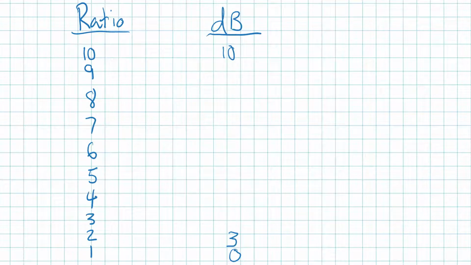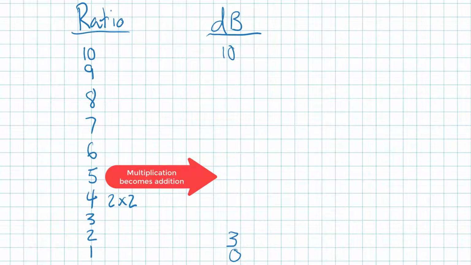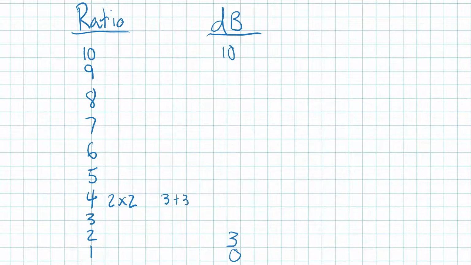So if you memorize that a ratio of 2 is 3 dB, you can actually get pretty far, because now we already know that 4 is 2 times 2. And in the dB system, multiplication becomes addition, and we just saw that 2 is 3, so 4 is 3 plus 3, or 6 dB. And similarly, we get 8, because 8 is 2 times 2 times 2, and that's 3 plus 3 plus 3, or 9 dB.